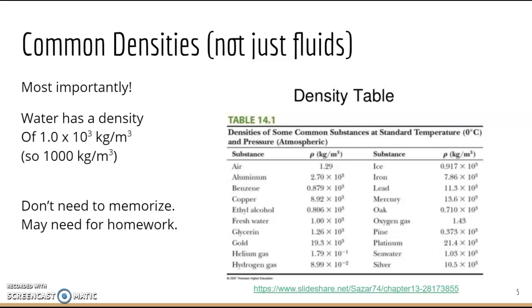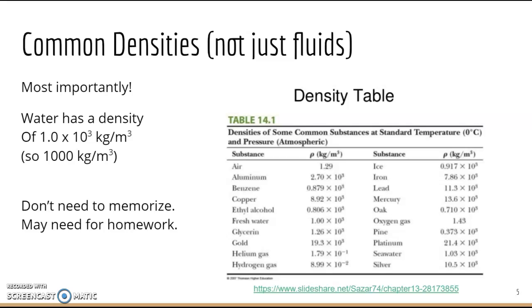So some common densities, I found a table here online. I just wanted you to be aware of it. The table has things other than just fluids, but I thought this might be a good reference for you. You can just Google various densities online. Most importantly, the density we're going to be dealing with most often is the density of regular water at STP, standard temperature and pressure. It's actually a pretty easy number to remember: 1,000 kilograms per meter cubed. So that's the density of water.